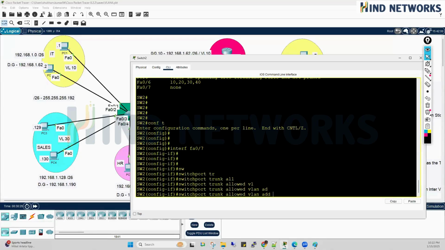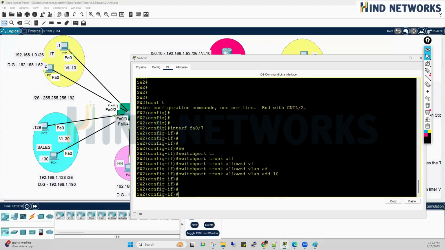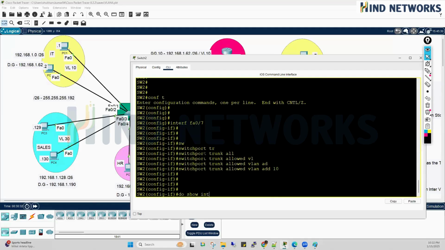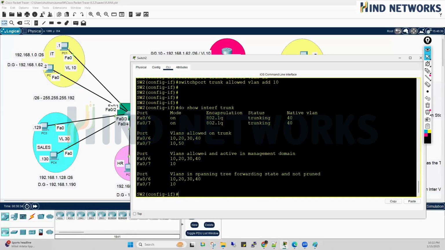For example, here VLAN 50 is already there. I'm writing here add 10. Now see here, do show interface trunk. Now see, VLAN 50 is not removed. Getting my point? When I write the add keyword, VLAN 50 is not removed. Only VLAN 10 is added here. I hope you guys understand.